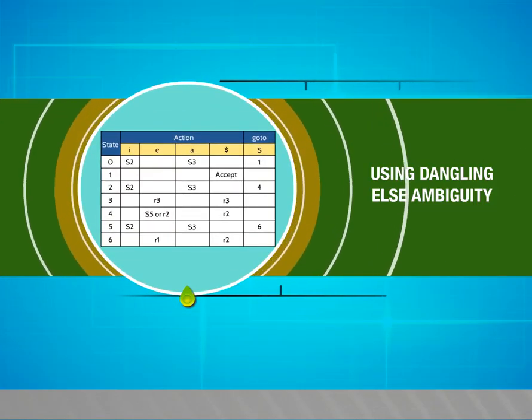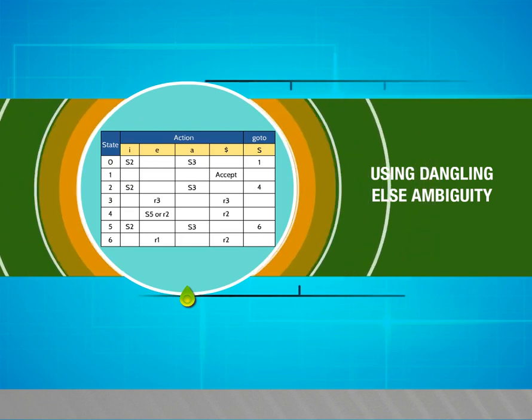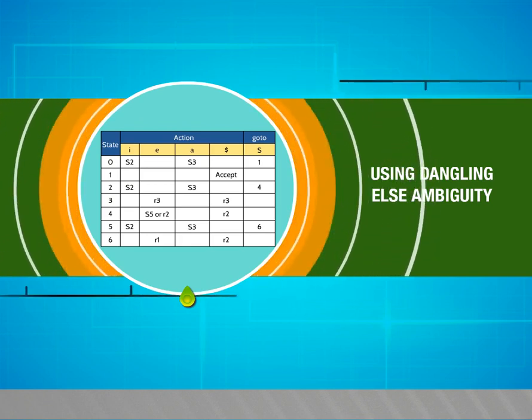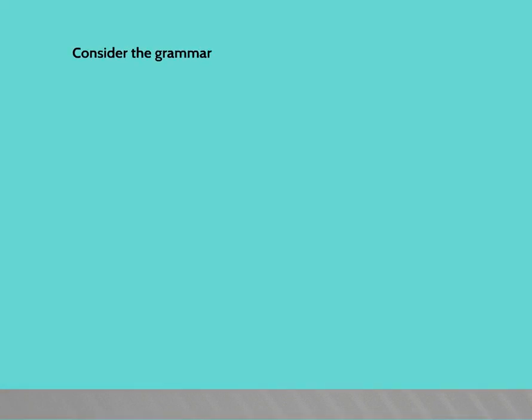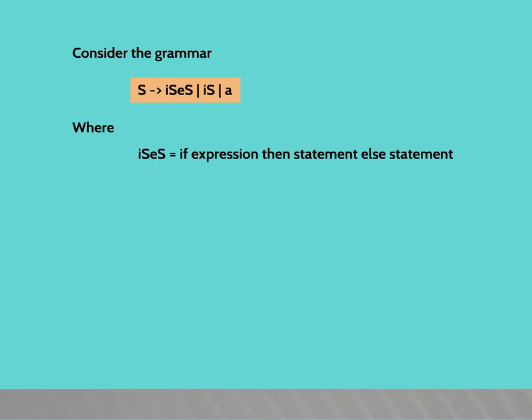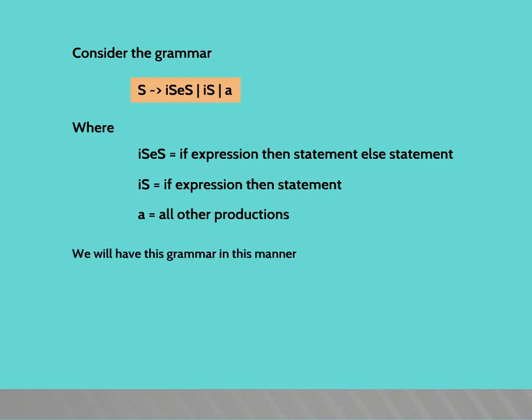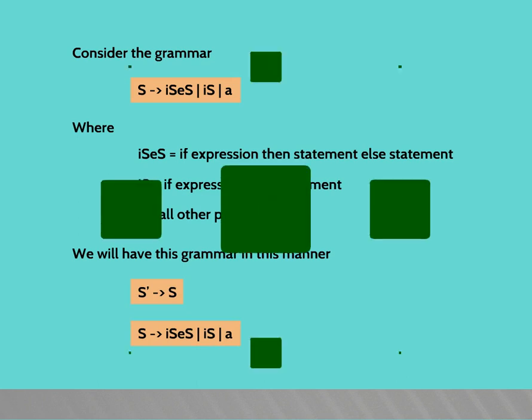Using dangling else ambiguity. In this video, we are going to see about the dangling else ambiguity. Consider the grammar S → ISES | IS | A, where ISES is if expression then statement else statement, IS is if expression then statement, and A is all other productions. We will have this grammar in this manner: S' → S, S → ISES | IS | A.